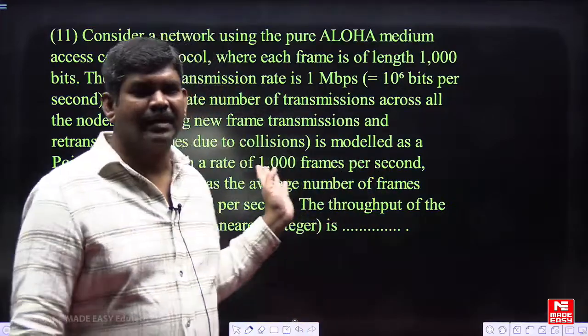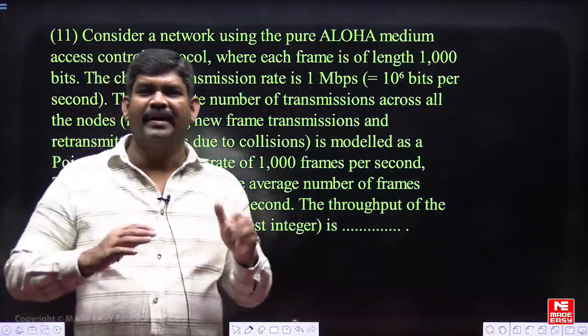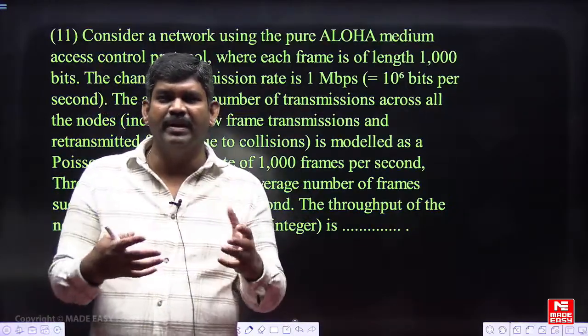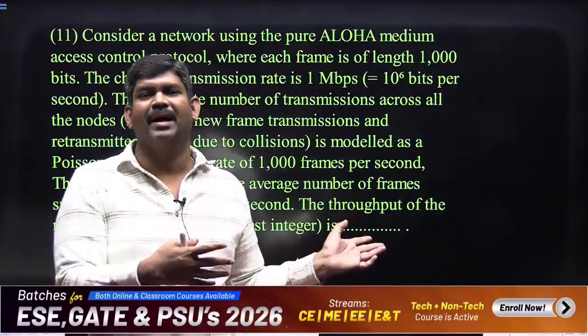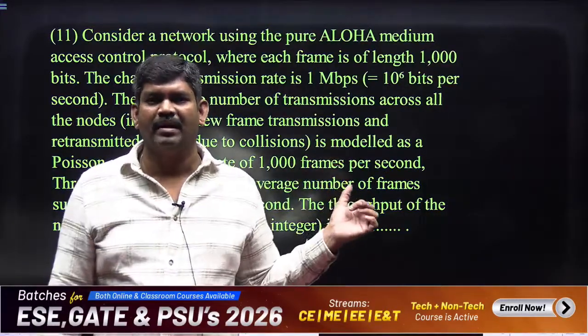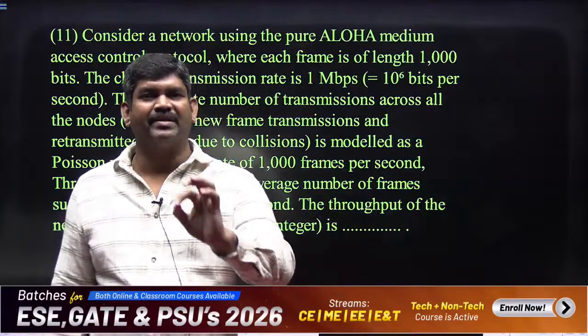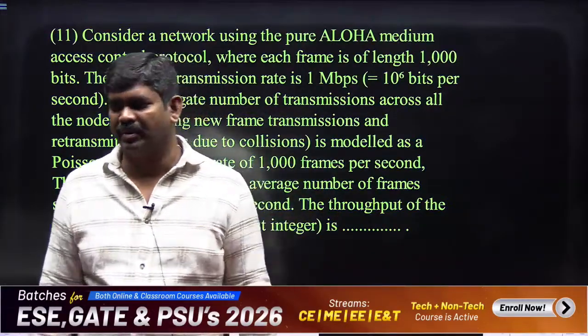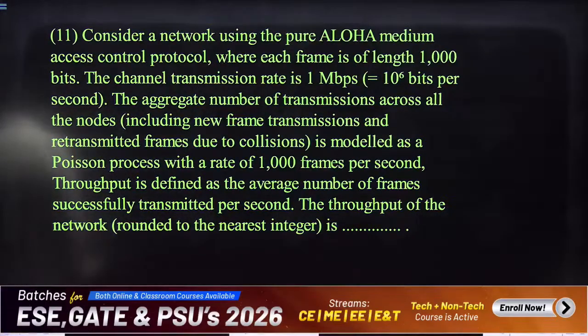But here, in the case of Aloha, how do you define throughput? The Poisson process is telling us it is not just the frames you transmit; the retransmissions are also included because collisions are there. So transmissions plus retransmissions combined are written as the throughput here. The basic idea is that successfully receiving the data is called throughput. Okay, I think somebody has asked this question.